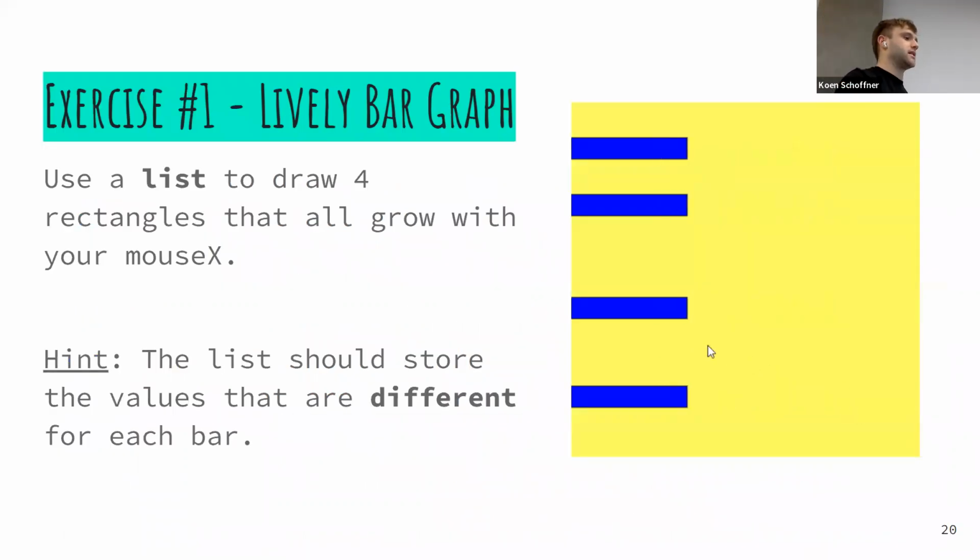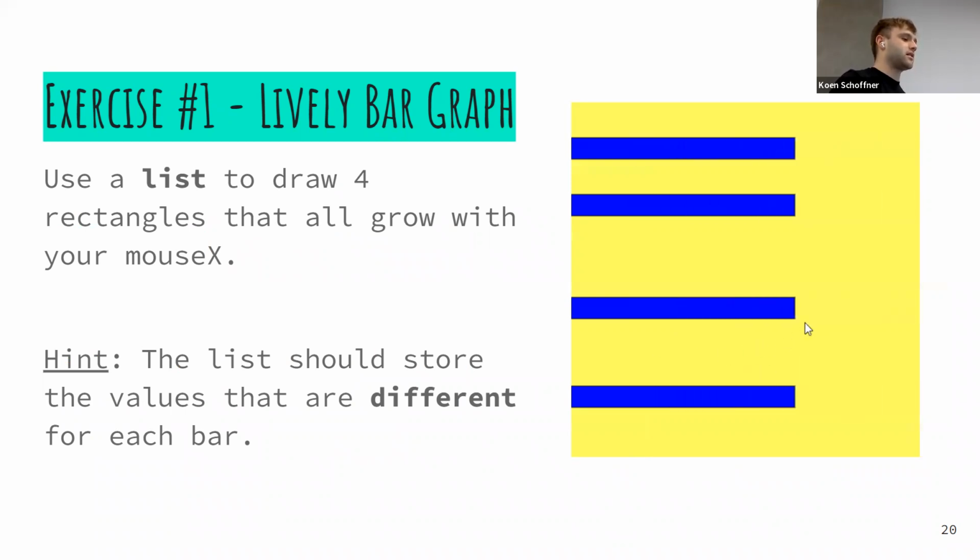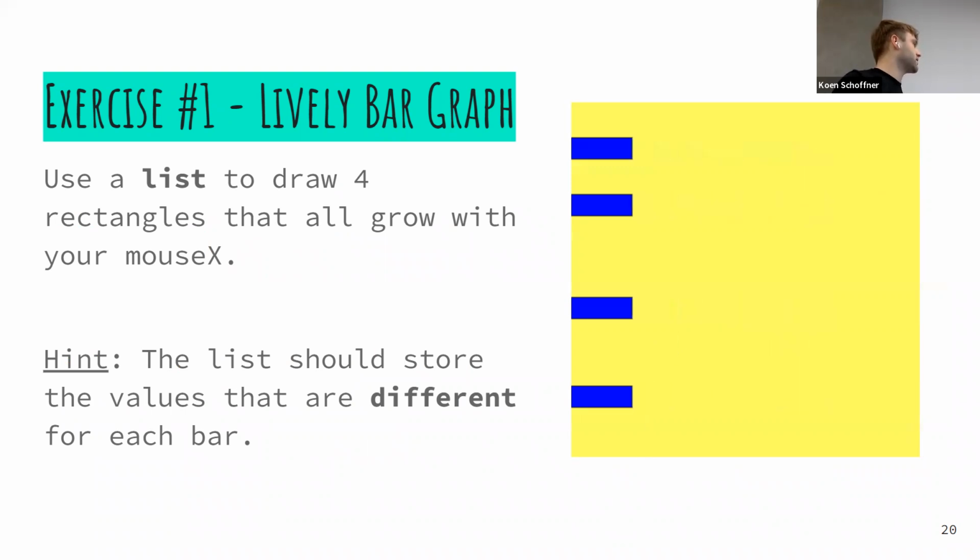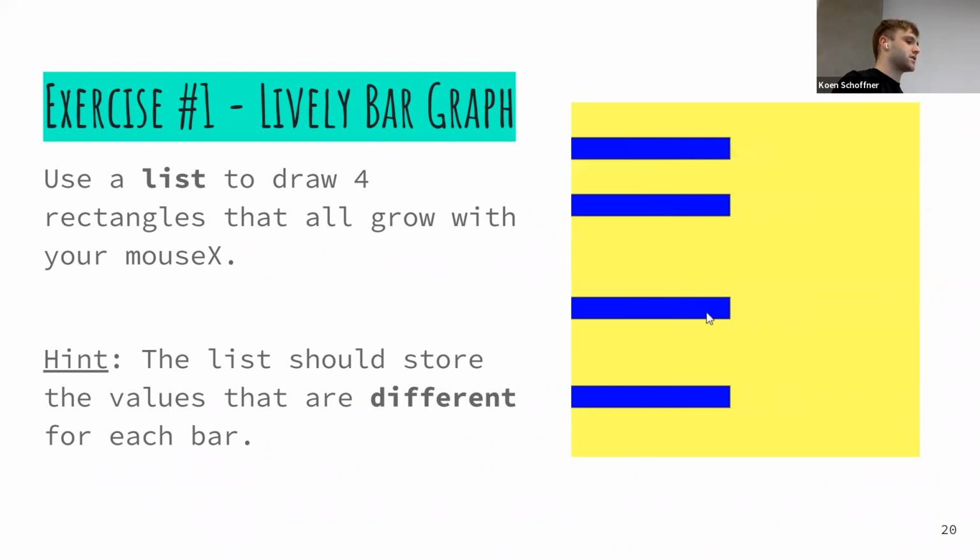So let's get started with exercise 1. We want you guys to use a list to draw 4 rectangles that grow with your mouse X. That kind of follow it. Okay. So a quick hint, the list should store the values that are different for each bar. Okay. Keep that in mind.